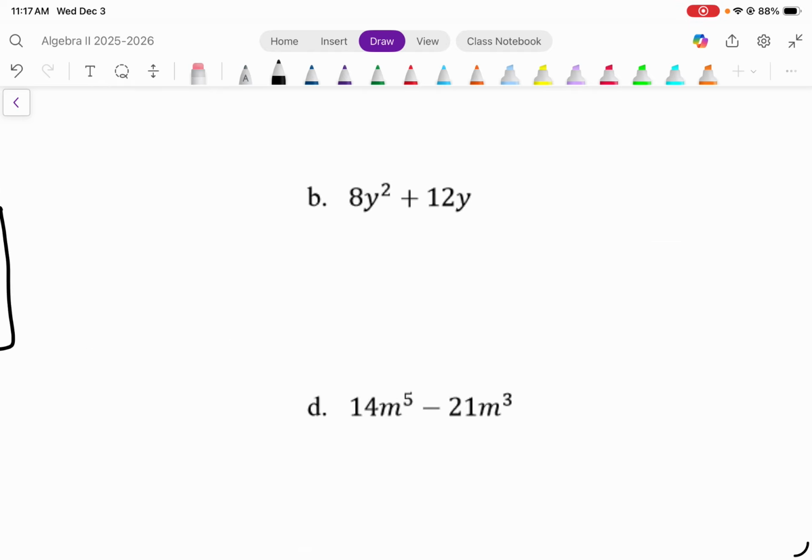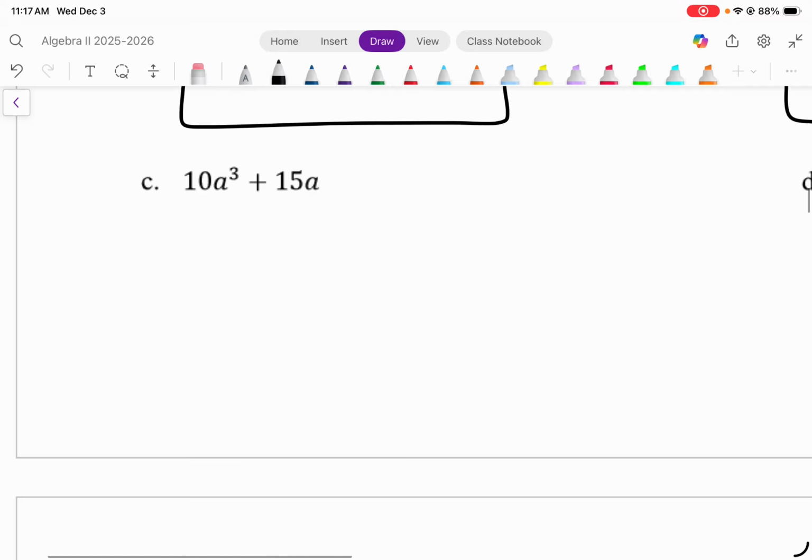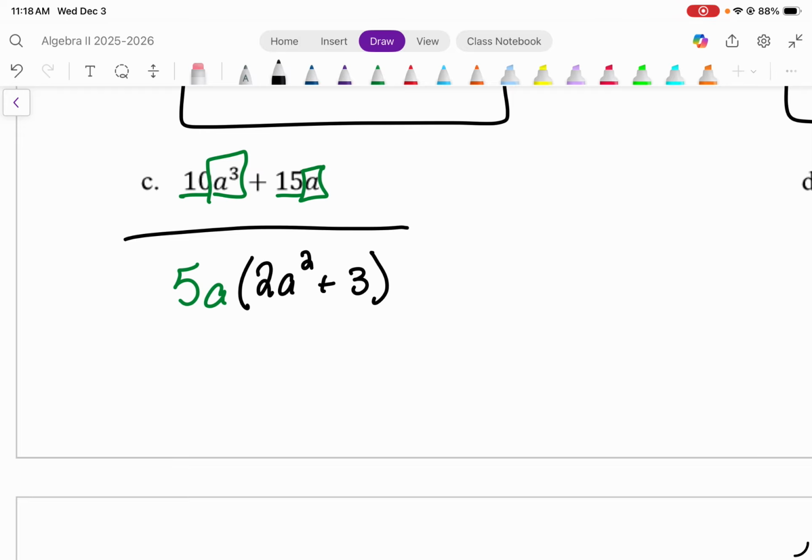Okay, so this next one, between 8 and 12, I can factor out a 4, and between y squared and y, I can factor out y. So that would leave me with 2y plus 3. The next one, between 10 and 15, I can factor out a 5, and between a cubed and a, I can factor out an a. So that would leave me with 2a squared plus 3. And that's my final answer.